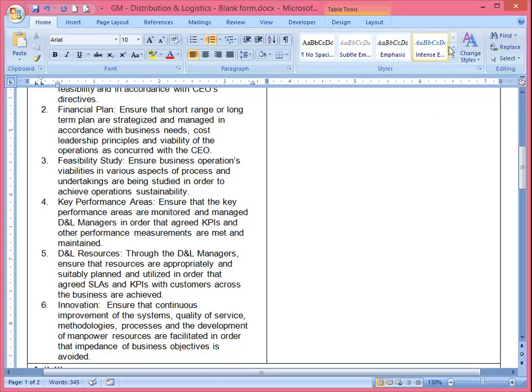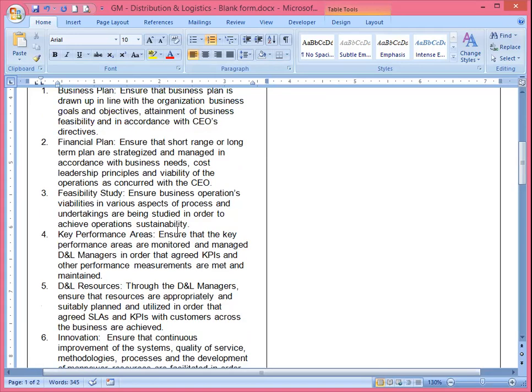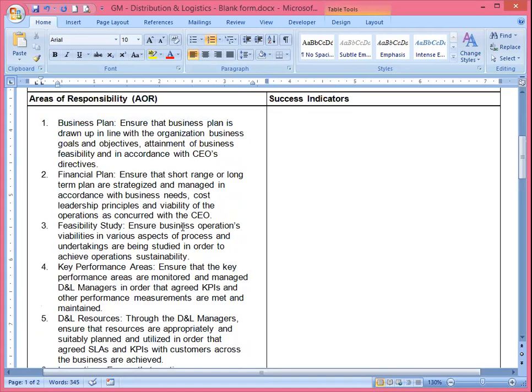I think the role of the methodology is, I think, 4 to 6. Okay, 4 to 6 areas of responsibility is more than enough, especially for GMs, because this is generalized. So let's look at the success indicators.